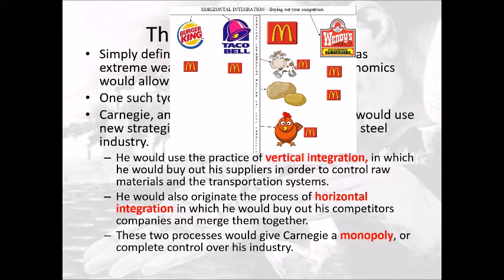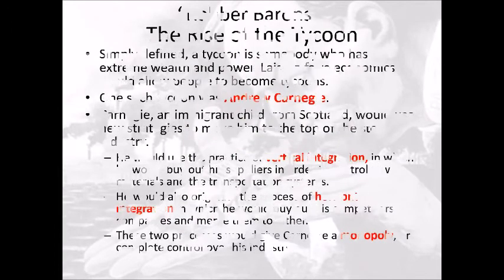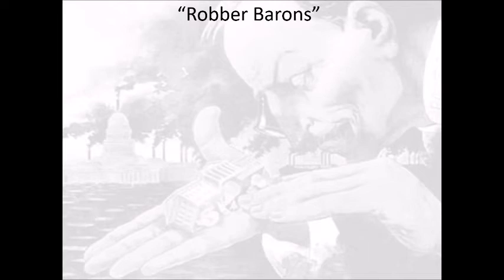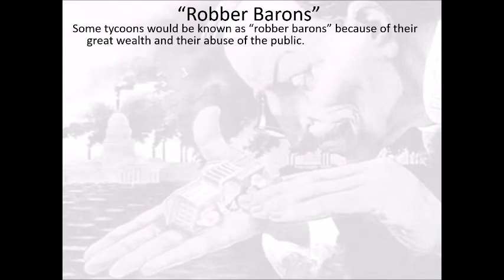But there are some things going on today. So those are the things that are important: vertical integration, horizontal integration, and monopoly. Those are all some of your vocabulary words, probably off of the crossword puzzle that you did in class already. Robber barons. Some tycoons would be known as robber barons because of their great wealth and their abuse of the public. A lot of them were, because they didn't care about the public. They just cared about making money for themselves.